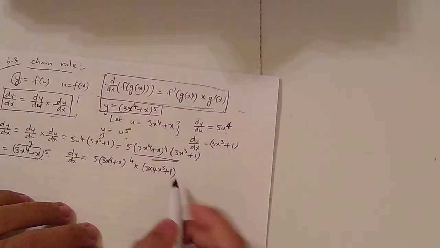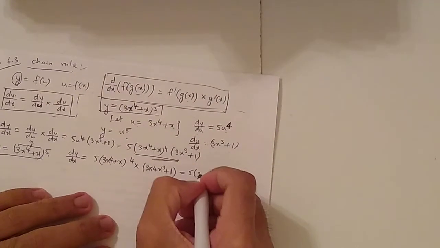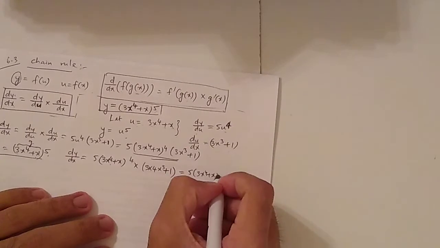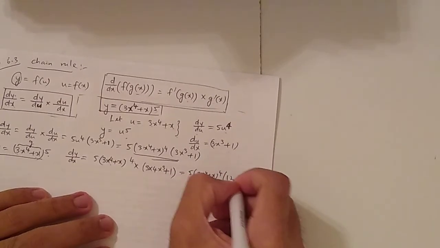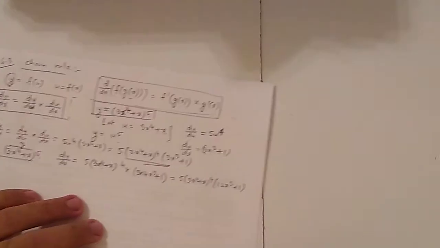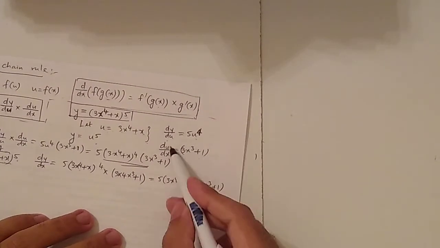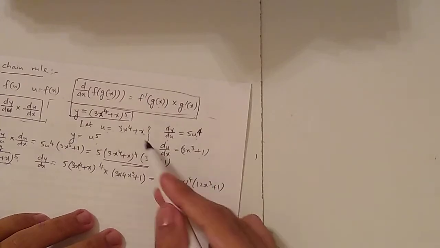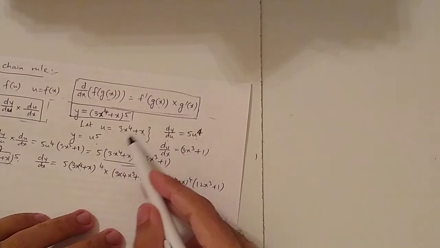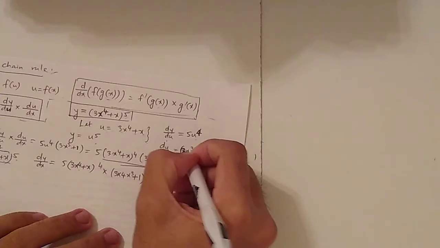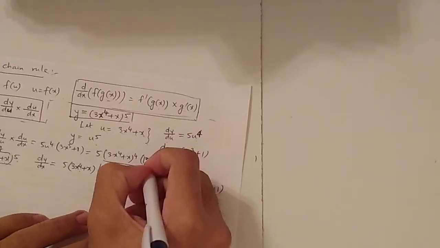Okay, and thus that is going to be overall equal to 5 into 3x raised to 4 plus x, the whole raised to 4, into 12x cubed plus 1. And I'm noticing that in the previous method, when you were differentiating, du by dx is actually 12x cubed plus 1. So this final answer has 12x cubed plus 1.